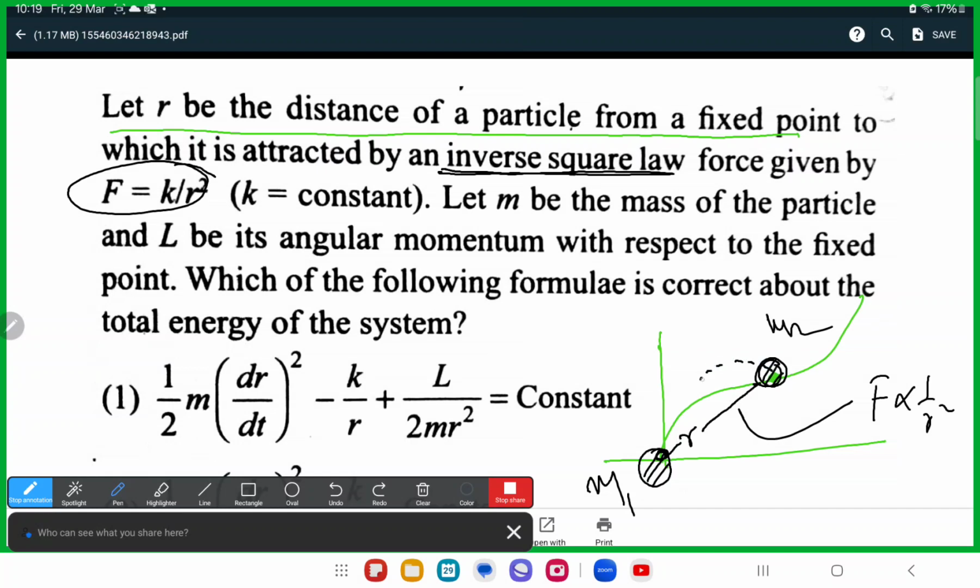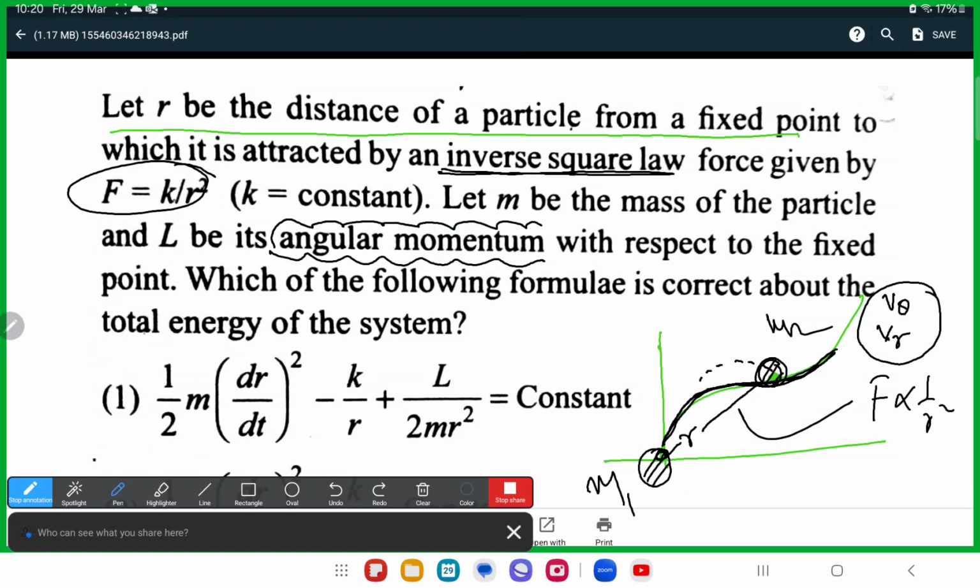Maybe it has some curved path. Here we can say if it's attracting in the given path, it will come like this. So once again, it will perform 2D motion, and 2D motion has two types of velocity, v theta and vr. Angular momentum means it will be moving in a curved path. A circle is one example of 2D motion, but here they are saying angular, which means it will surely be part of some curved motion with respect to the fixed point.